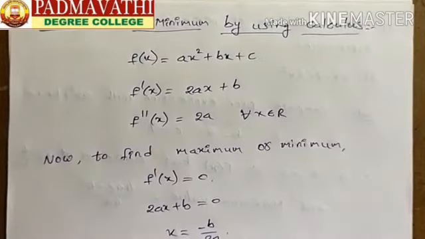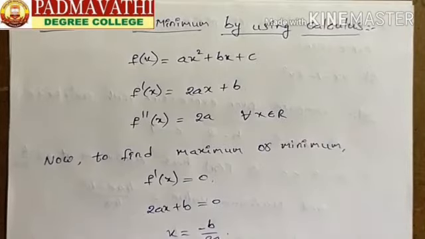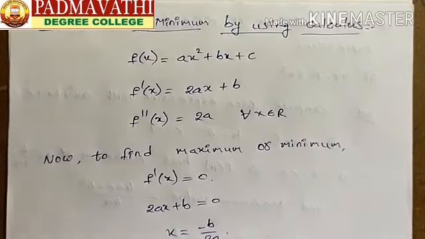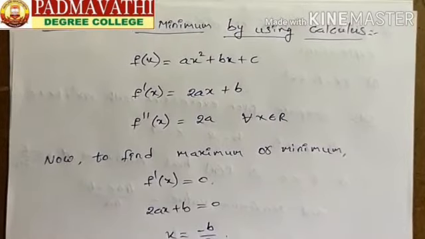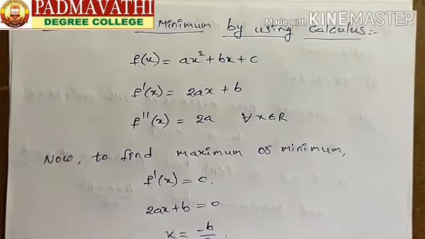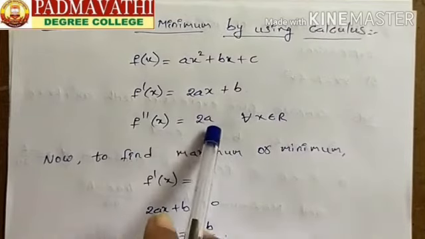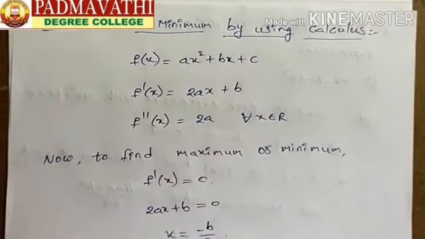The same maximum and minimum values of the expression we can find by using the calculus method. In the first year itself, we learn differentiation, and in differentiation we find the maxima and minima concept. So the same concept you can apply here. f of x is the given curve, f of x equal to ax square plus bx plus c. For this function, the first order derivative is 2ax plus b, and the second order derivative is 2a for all x belonging to R.